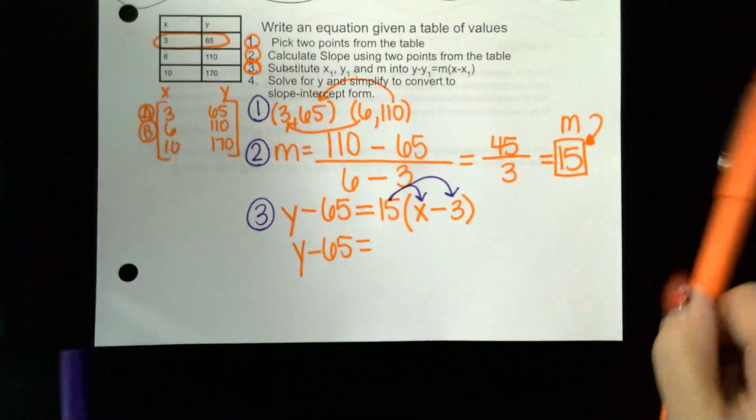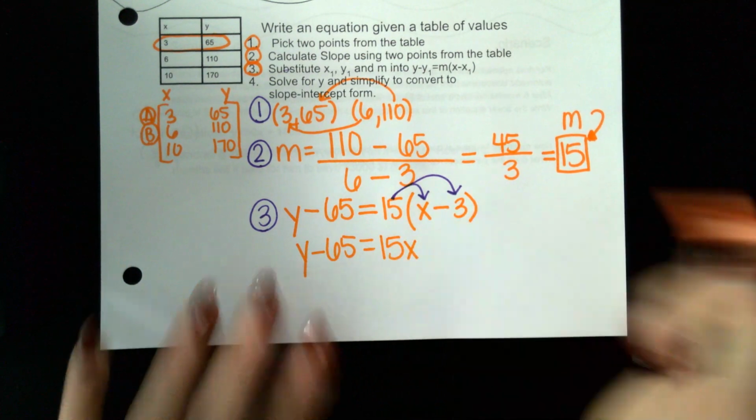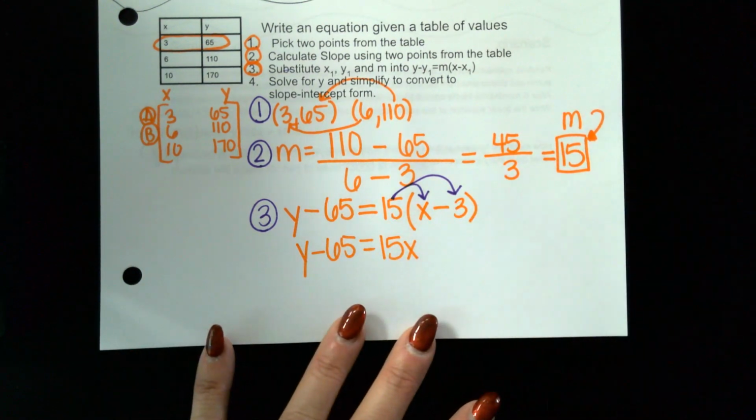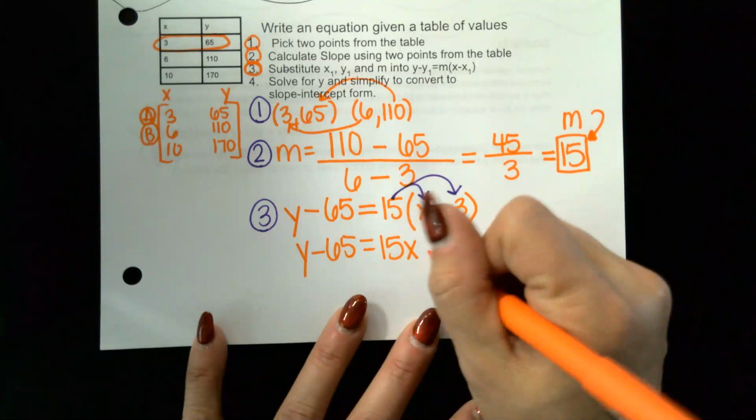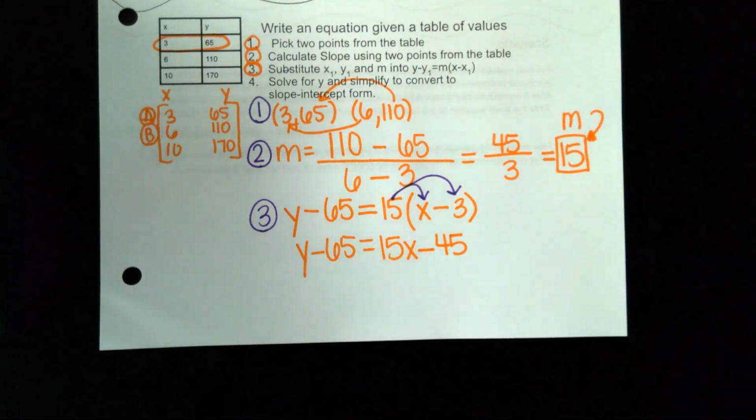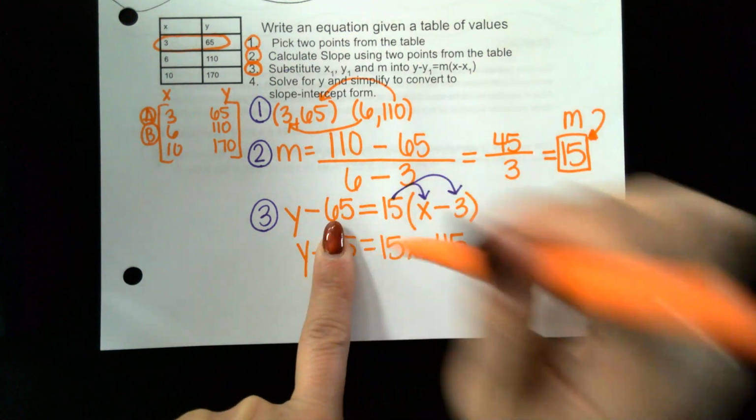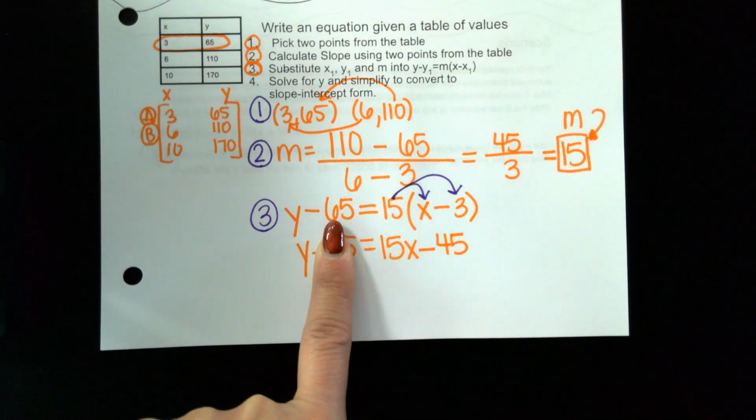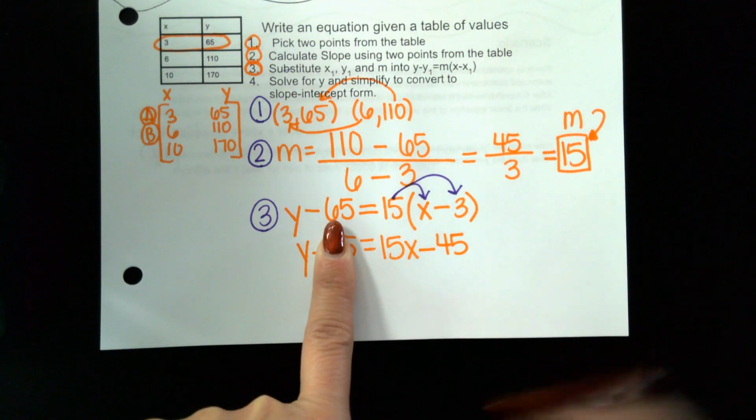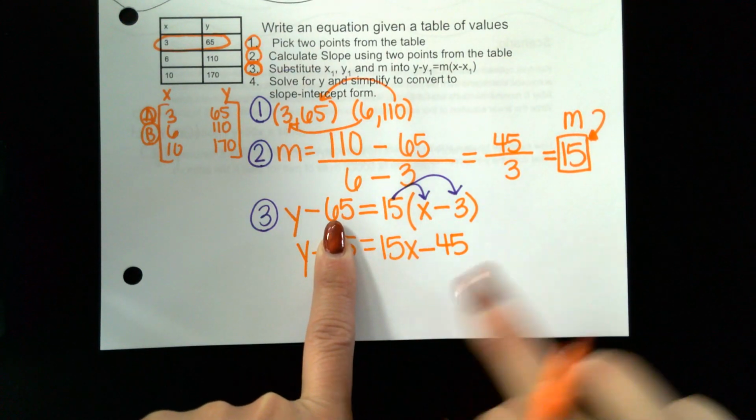We're going to take 15 times x, which is 15x, and then 15 times that minus 3. What's that? 45? Yeah, minus 45. Now we're almost there. We just have one more step to go. Because look, can you look up here? If I were to cover up this number, isn't that y equals mx plus b? Yes. So all I need to do is the number that is under my finger needs to move and pair up with that negative 45.